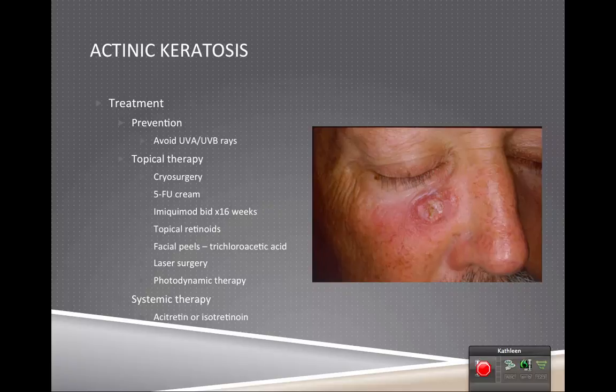UVA rays penetrate deep into the dermis, the skin's thickest layer, and this unprotected exposure can lead to premature skin aging and wrinkling, whereas UVB rays will usually burn the superficial layers of the skin.